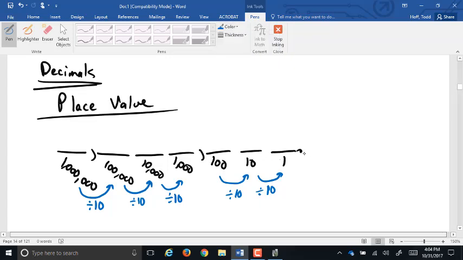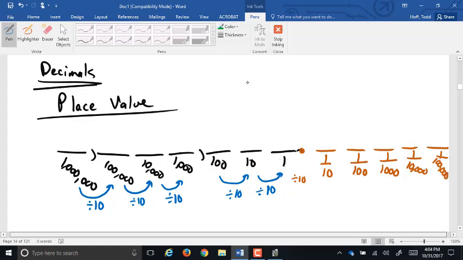Until we hit the decimal point. Then our place value, at this point we have stopped in the past, but our place values do continue after the decimal point. If we divide 1 by 10, it's going to be 1/10. Divide by 10 again is going to be 1/100th. Divide by 10 again is 1/1000th, 1/10,000th, and 1/100,000th.